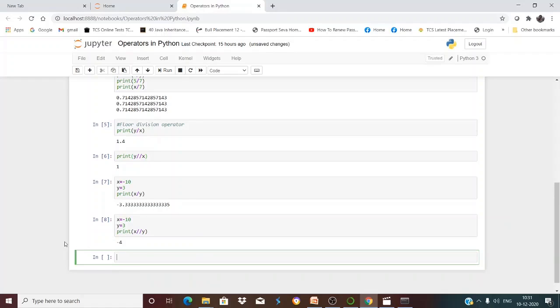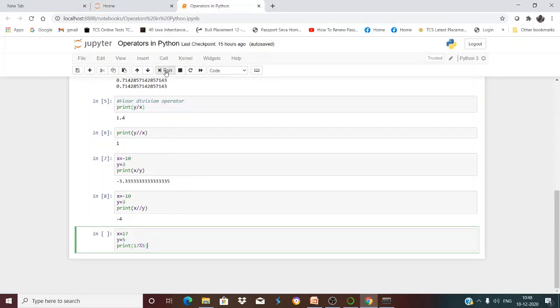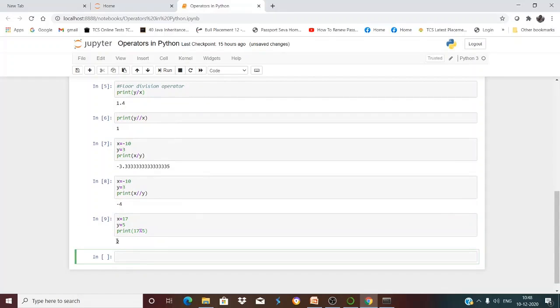Let's have x equal to 17 and y equal to 5, and if you apply the modulus operator, 17 modulo 5 simply gives us the remainder 2 when 17 is divided by 5. Now let's look at a different example.